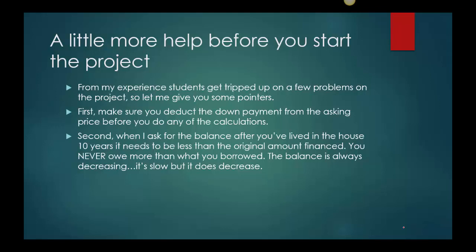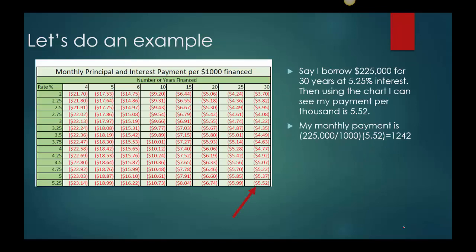Does it not make sense? Did I get a smaller amount? So the balance should be decreasing. It has to be decreasing. It's slow, I know that, but it does decrease, I promise. So I wanted to show you a quick example of what that should look like.